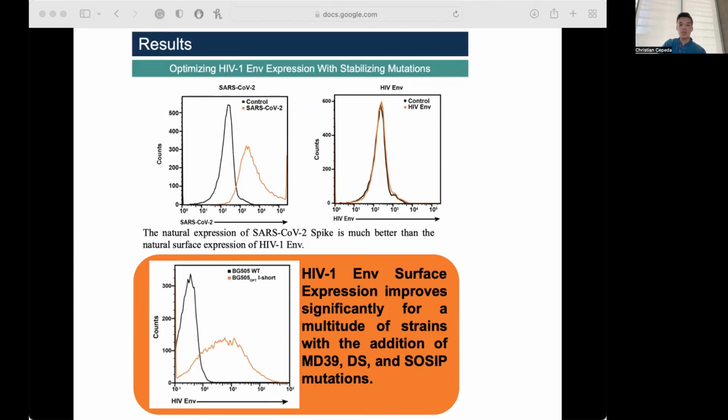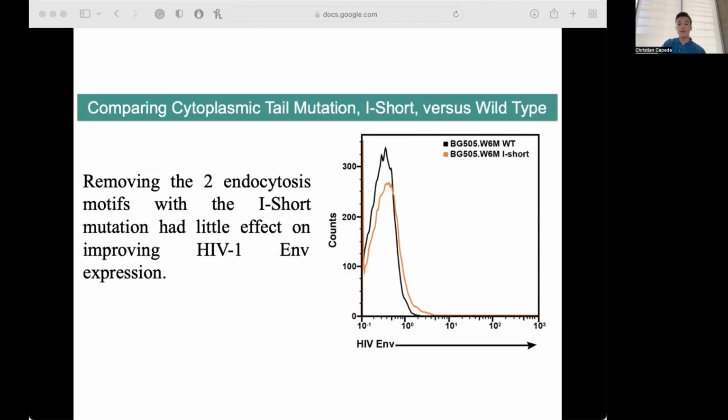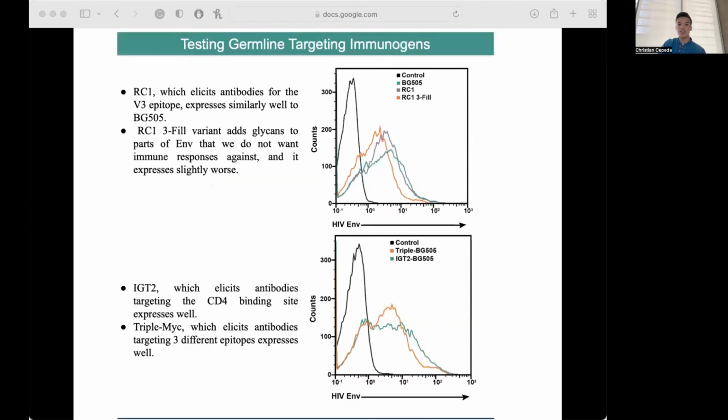In the figure below, we show our discovery that expression improves with stabilizing mutations. We have not been able to test the stabilizing mutations individually yet, but we now know that having MD39, DS, and SOCIP works together really well. We also found that removing the two endocytosis motifs with the I-short mutation had little effect on improving HIV-1 ONV expression.